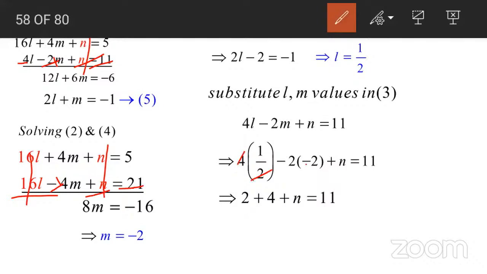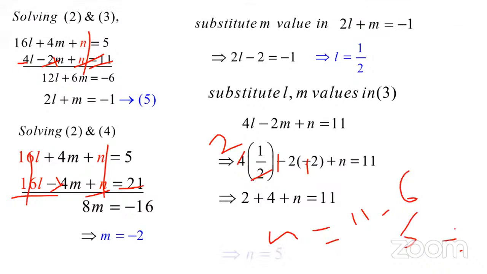Then you will get 2 plus 4 plus n equal to 11. 2 plus 4 plus n equal to 11 means n equal to 11 minus 6, which means n equal to 5. So this value n equal to 5.